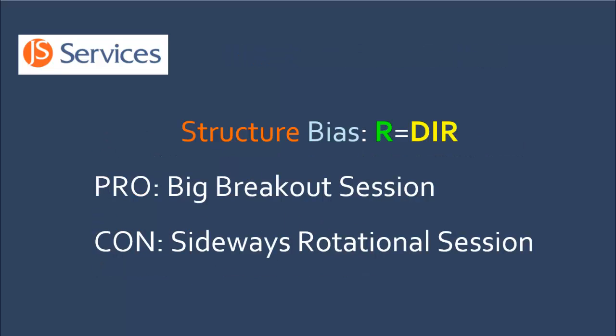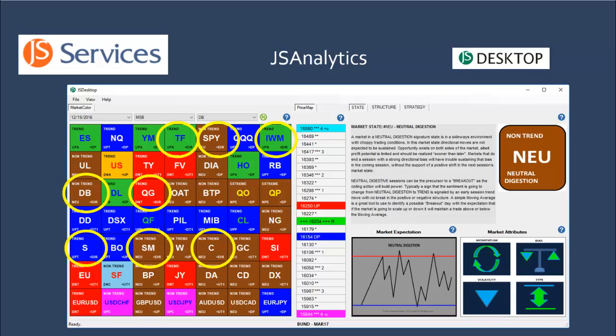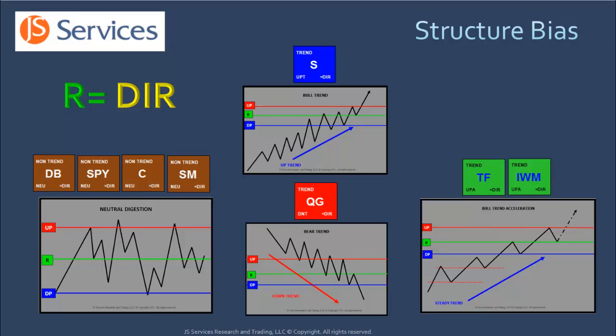The most complementary characteristic of an R equals directional structure bias is that it can produce big breakout sessions. The downside to this structure bias is that it can also produce a sideways rotational session as the market coils to prepare for a breakout. Using December 19, 2016 as an example, we'll identify 8 symbols with an R equals DIR structure bias: 4 symbols in a non-trend type neutral digestion state, 2 in a trend type condition, and 1 index with both futures and the ETF in a signature trend acceleration market structure bias.